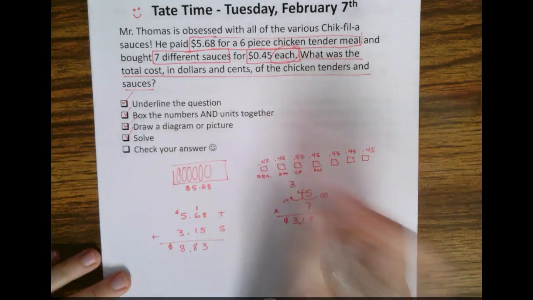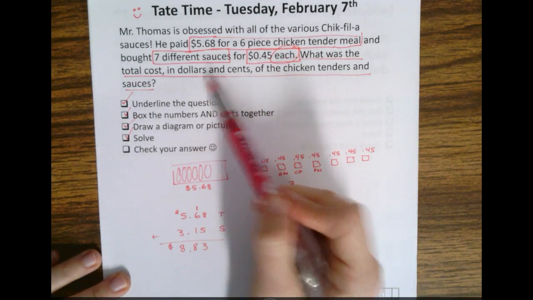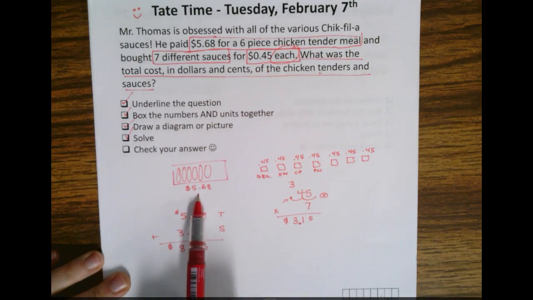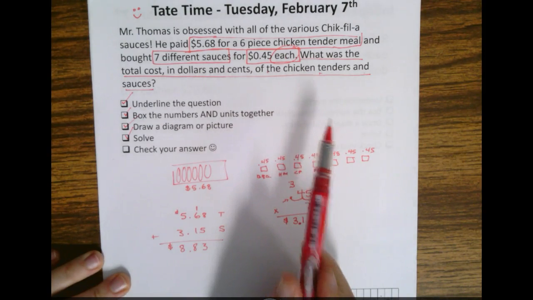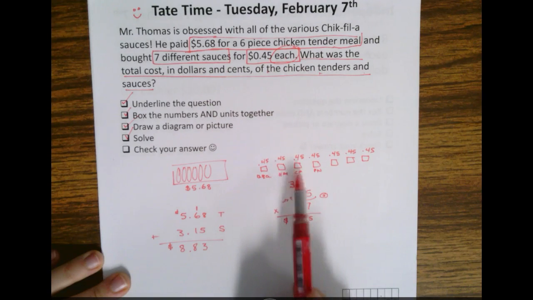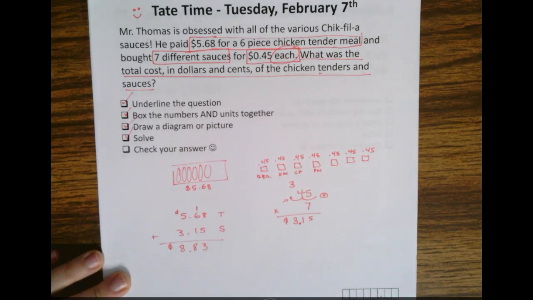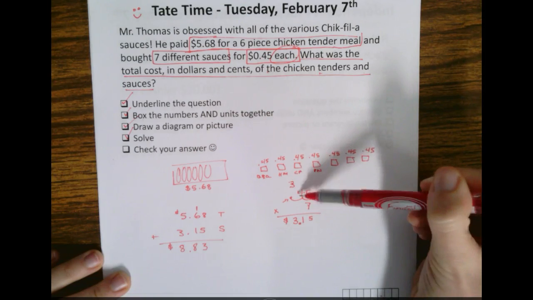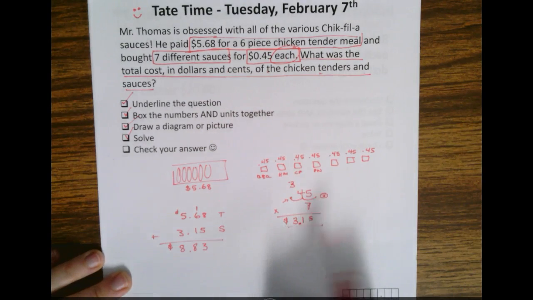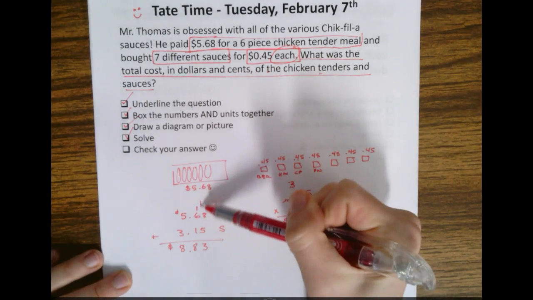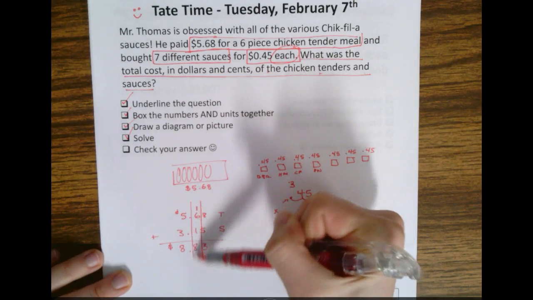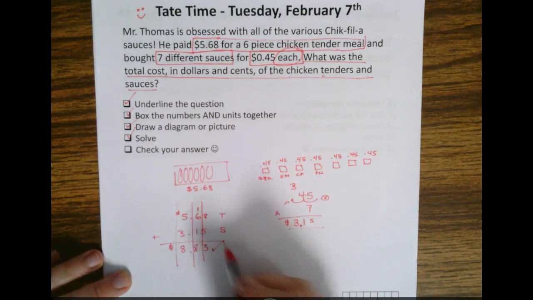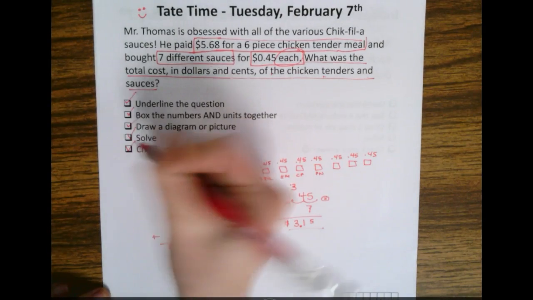So, starting at the beginning. What was the total cost in dollars and cents of the chicken tenders and sauces? So we have chicken tenders, $5.68, boom, and we have 7 different sauces for 45 cents each. 1, 2, 3, 4, 5, 6, 7, 45 cents each. That's multiplication. 7 times 5 is 35, plus 3. 7 times 4 is 28, 29, 30, 31. And then I put my decimal in the right place. I come over here and add very carefully in the hundredths, the tenths, and the ones place. 8 plus 5 is 13, 8, 8. I'm feeling pretty confident that my correct answer is $8.83.